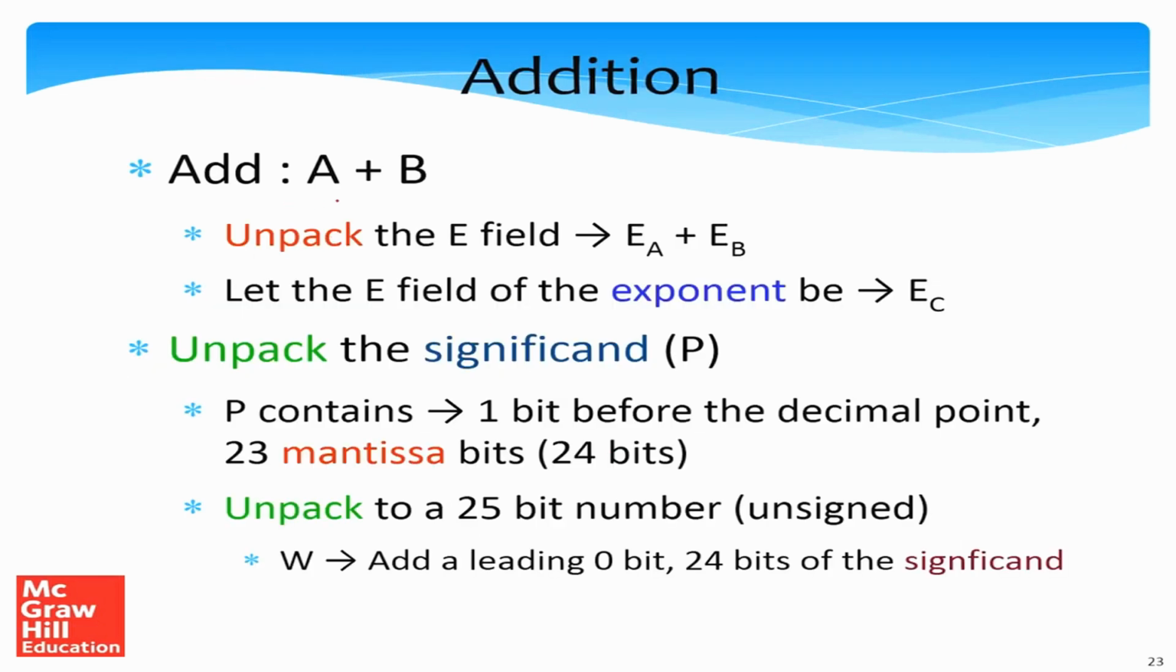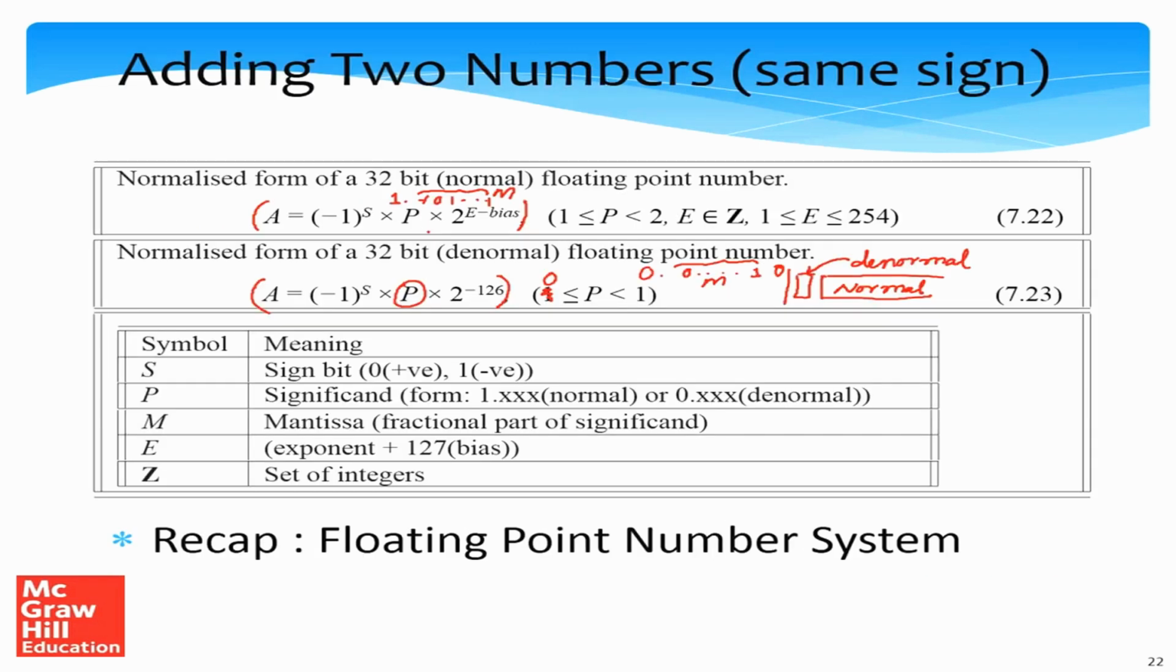So let us assume that we want to add the numbers a and b. Let's take a look at the E field, which is the value that is stored. It is the real exponent plus 127, which is the bias. For example, when we save a number like 1.5, which is 1.1 in binary, the real exponent is 0. So what we save is 0 plus 127, which is the bias.